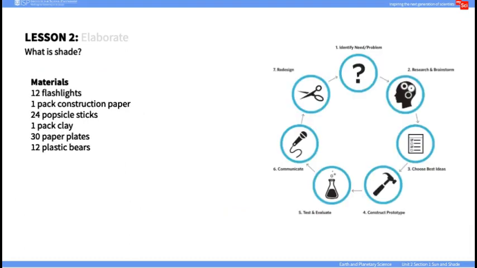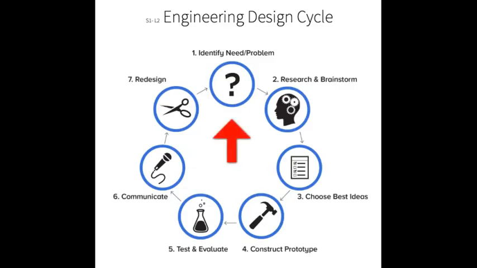Show the students the materials they will use in their design, including flashlights, construction paper, popsicle sticks, clay, paper plates, and Mr. Bear. You will also introduce the students to the engineering design cycle. Students have already identified Mr. Bear's problem. Now they need to brainstorm designs for their shade structure, considering how the color of their material might affect their structure. They can pick one design, build a prototype, test it out, and redesign to make any improvements.